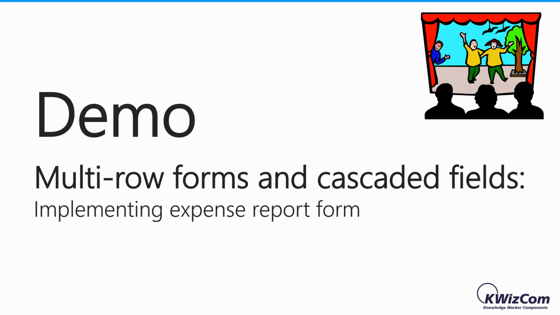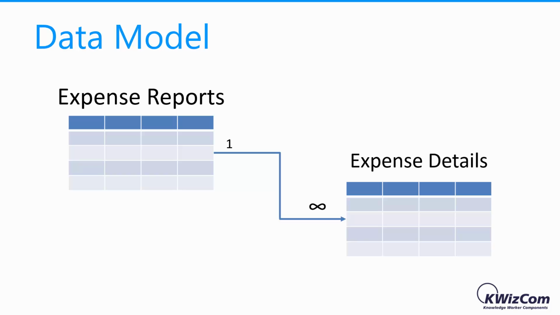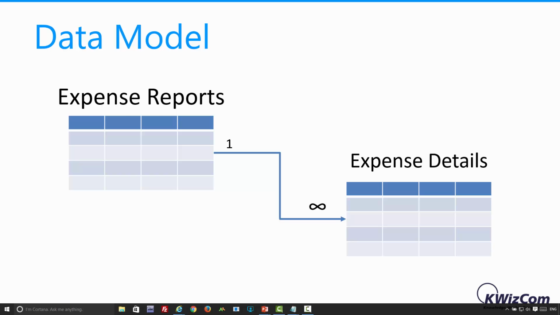Next two features I'd like to talk about are the multi-row forms and cascaded fields, and I'll be using the common example of expense reports. My scenario relies on the following data model. I have two lists. First one is called expense reports and the other one is called expense details, where each expense report may include several details. So we have a one-to-many relationship between these two lists.